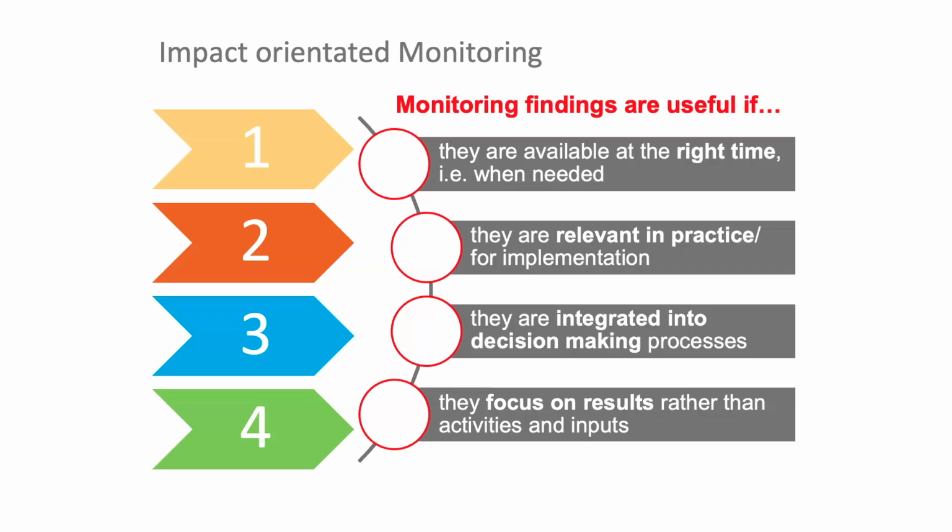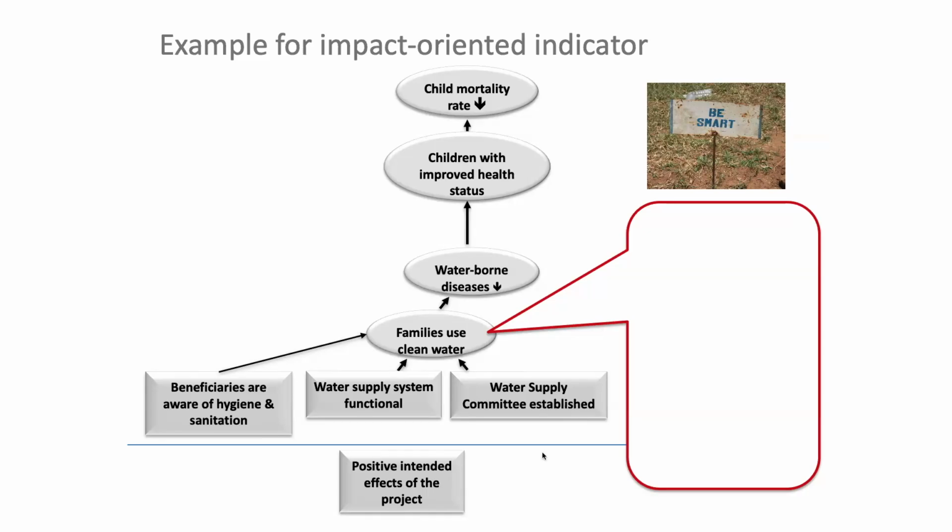activities and inputs. It does not mean that a project does not have to monitor activities and inputs. Of course, this will be done anyway because of checking your budget and so on. But when we talk about impact-oriented monitoring, then we talk about monitoring beyond outputs. So let's come back to our example. The 3 outputs, which I'm circling here, have been delivered.